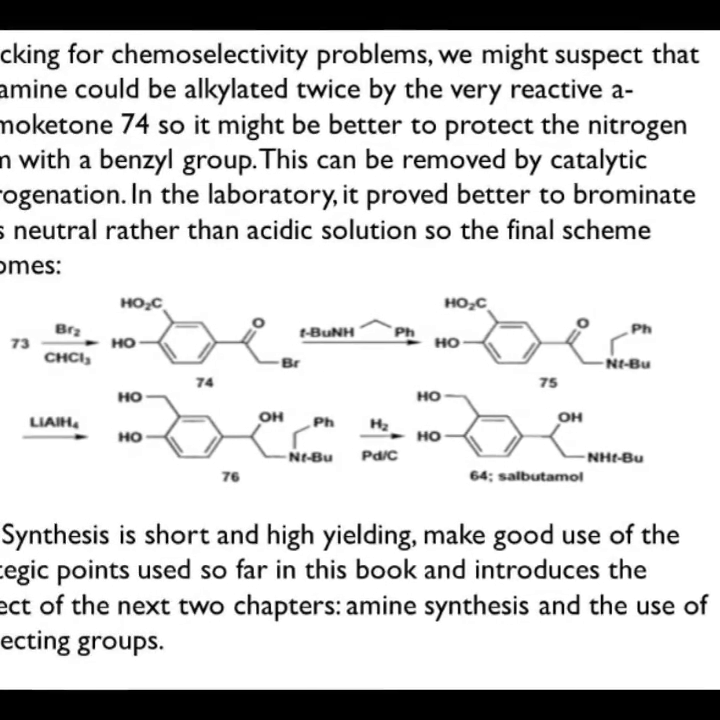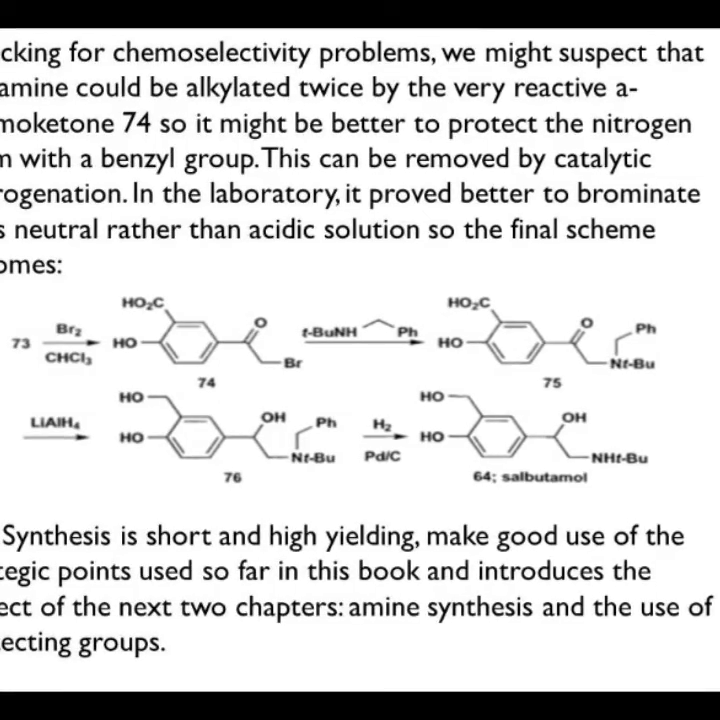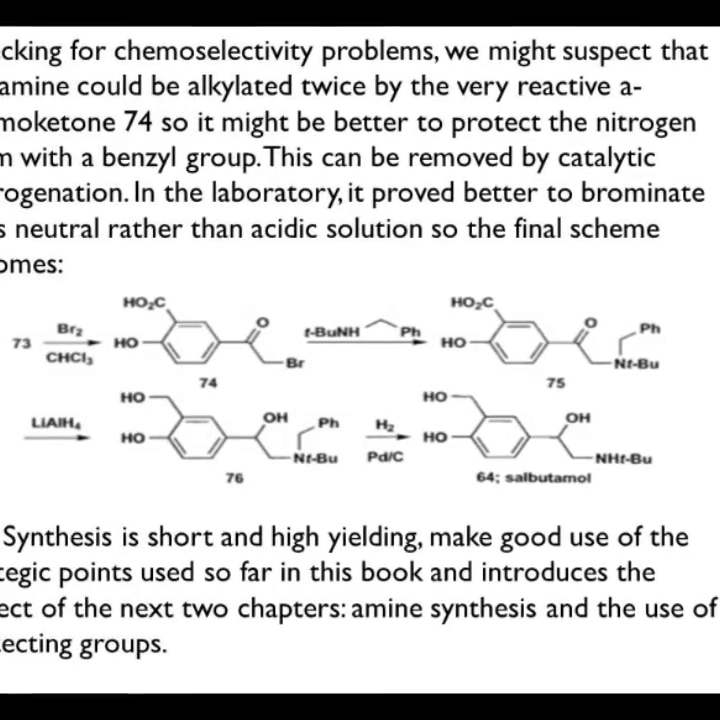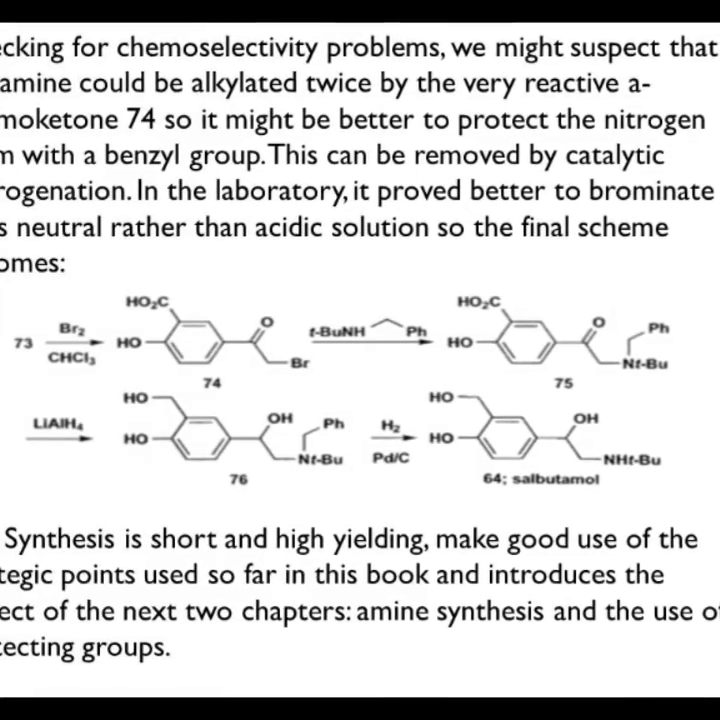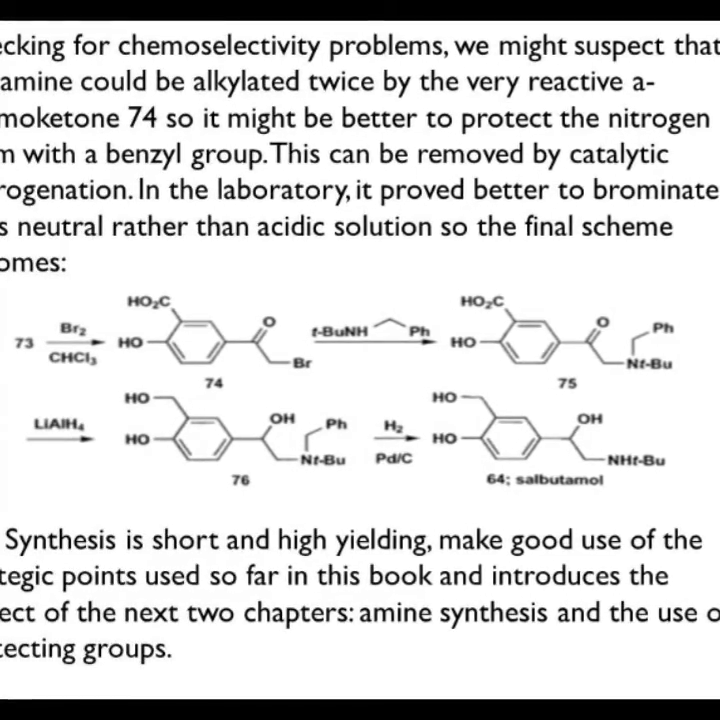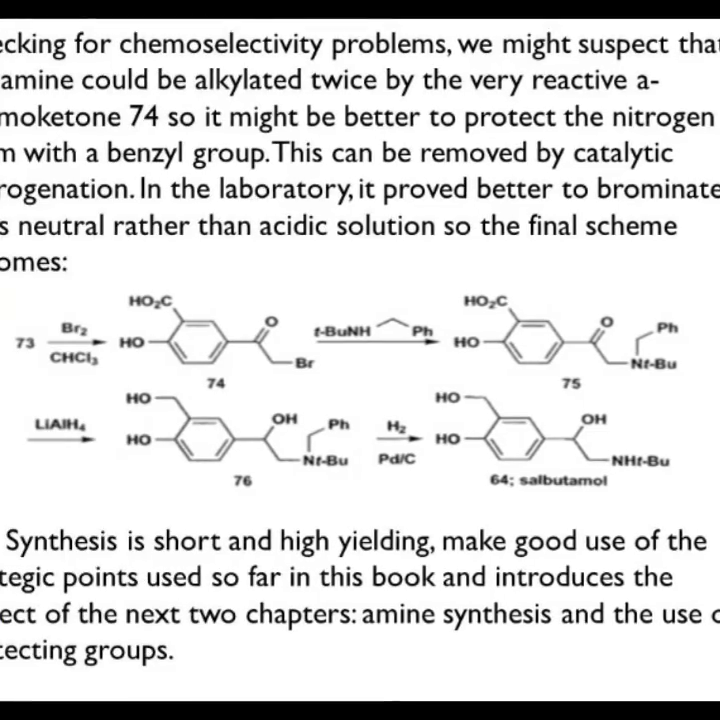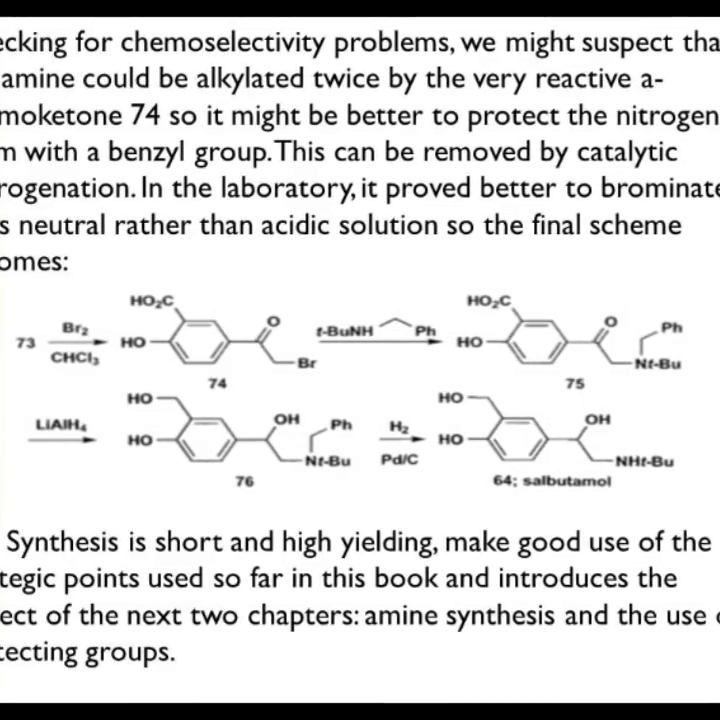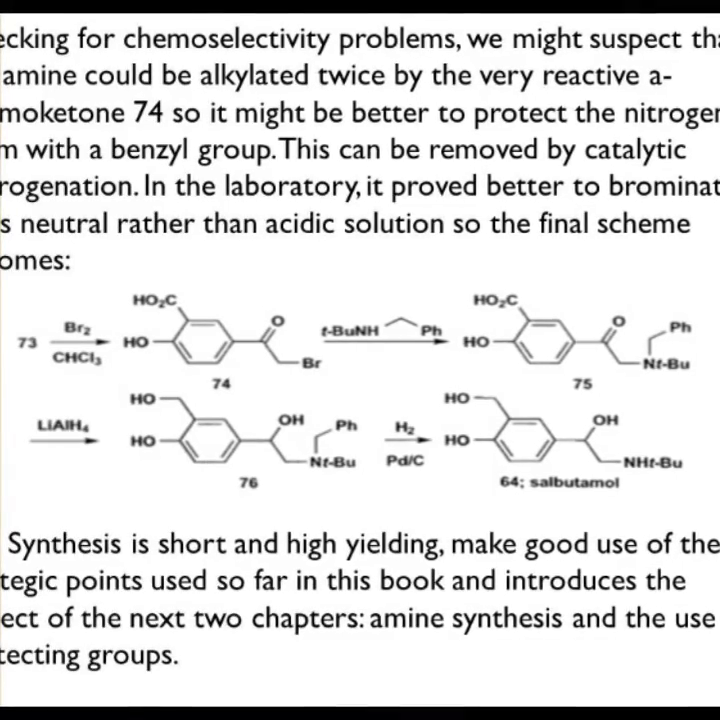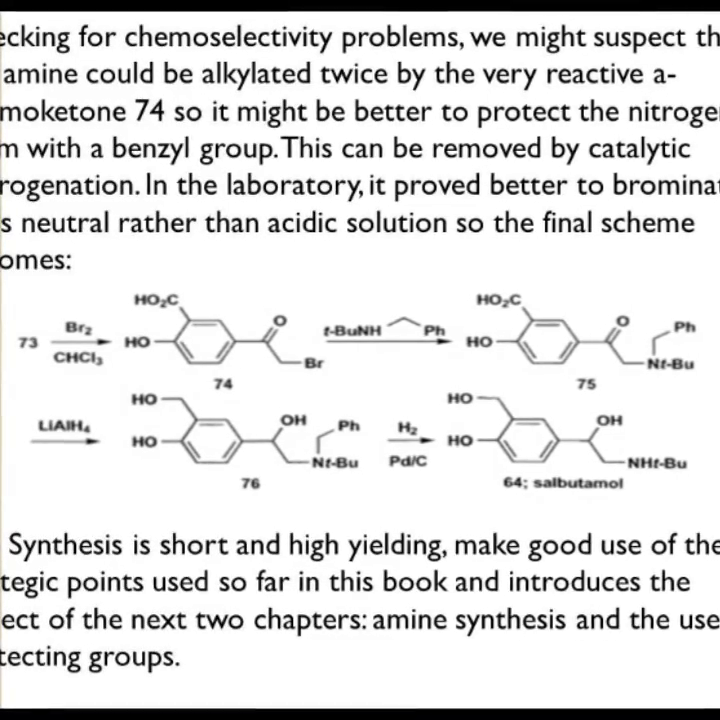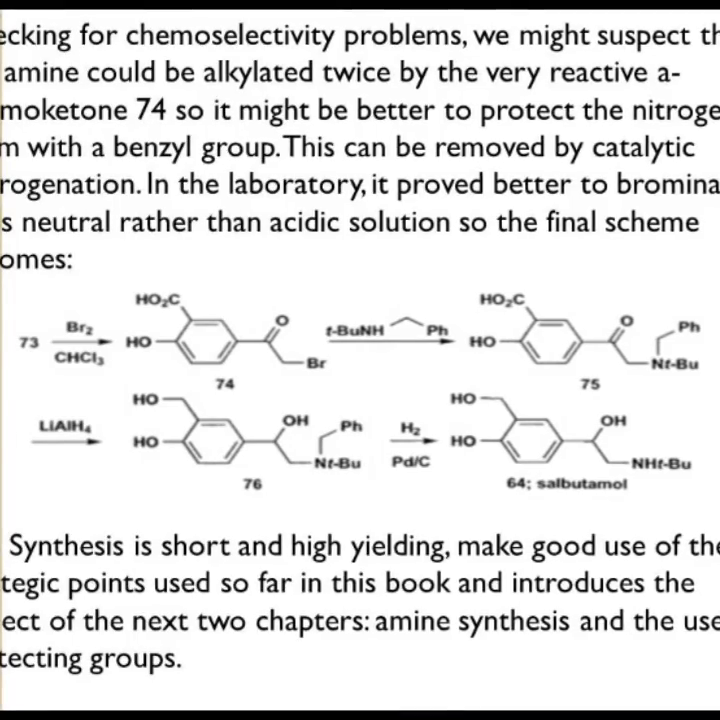In the laboratory, it proved better to brominate 73 in neutral rather than acidic solution, so the final scheme becomes as shown. The synthesis is short and high-yielding. It makes good use of the strategic points used so far in this book and introduces the subject of the next two chapters, amine synthesis and the use of protecting groups.